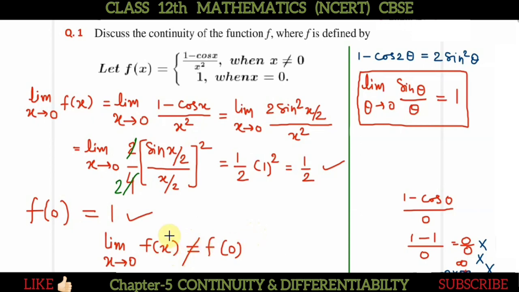And that's why, since this relation is not satisfied, we can say that the given function f(x) is discontinuous at x equal to 0. Okay, so we can say that the function is discontinuous at x equal to 0. Fine, now we will move on to the next question.